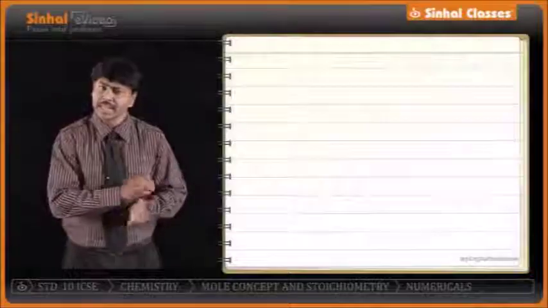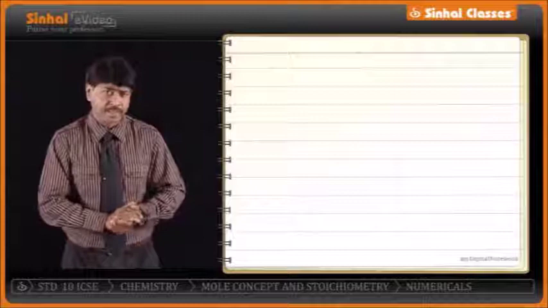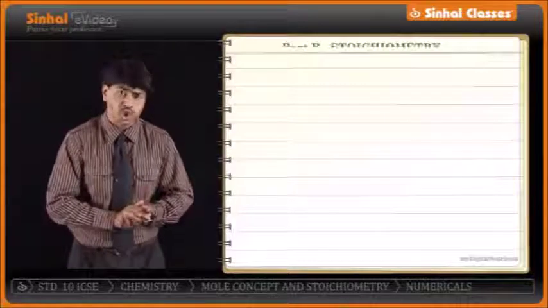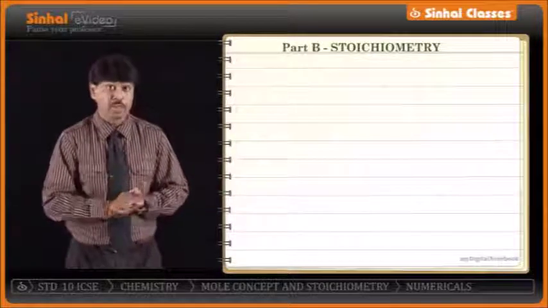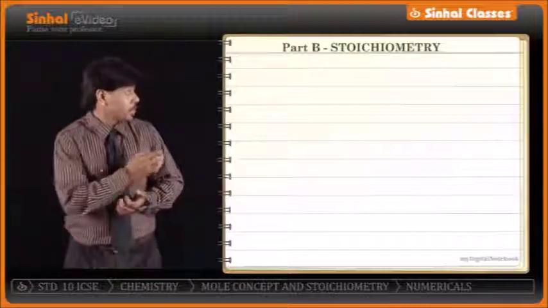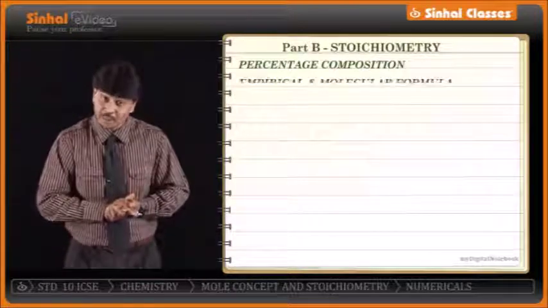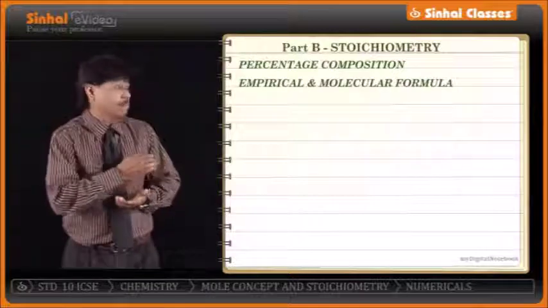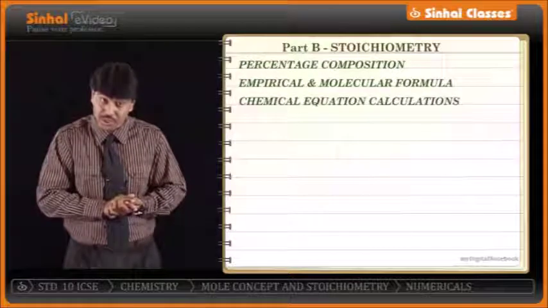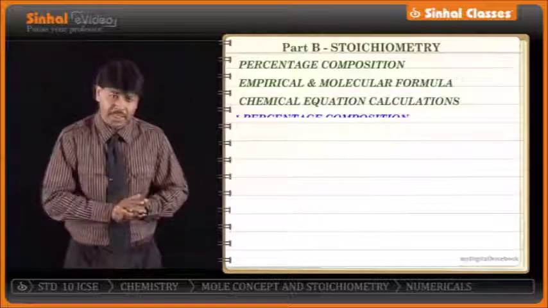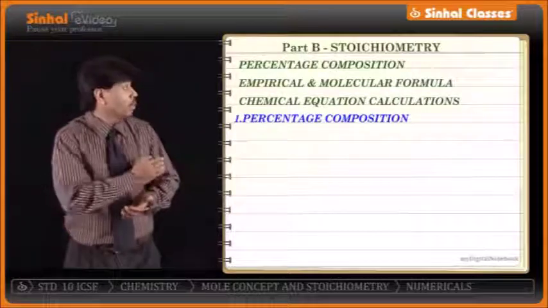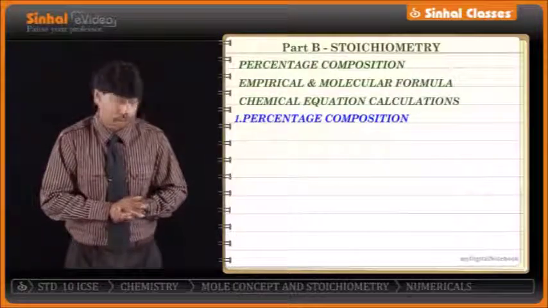Now let's see the second part of the topic. The second part deals with stoichiometry, that is problems involving percentage, problems involving empirical and molecular formula, and problems based on chemical equations. To begin with, let's see first the problem based on percentage composition.